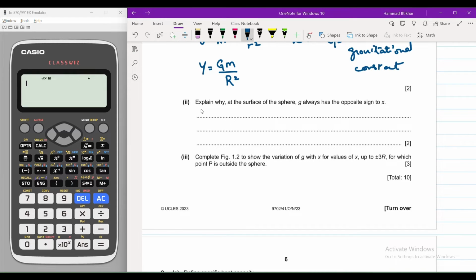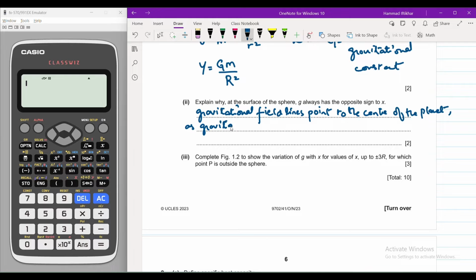So the gravitational field, or the gravitational force, field lines point to the center of the planet as the gravitational field is attractive.